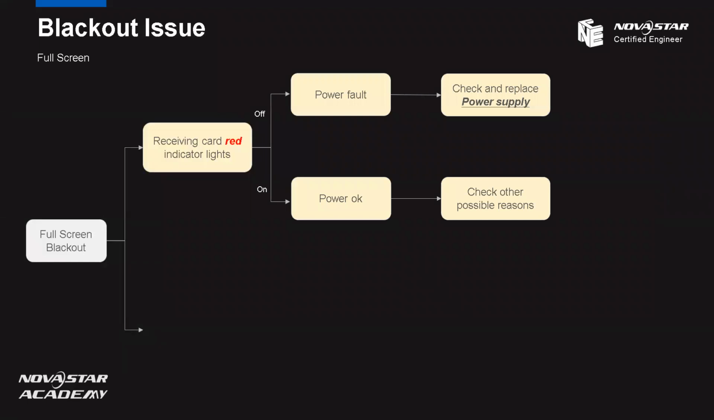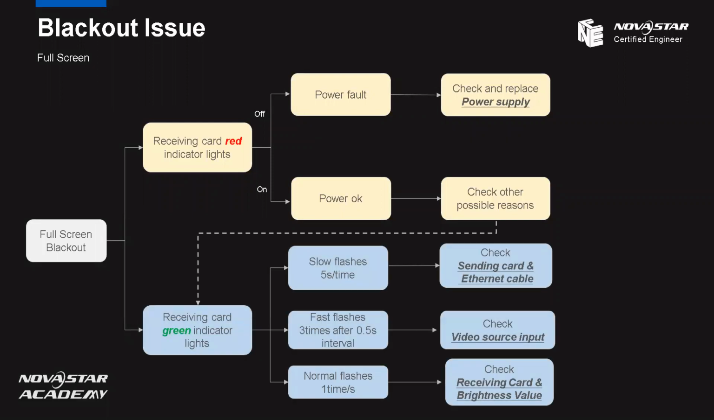If the red indicator is off, which means it is a power supply issue, you need to check or replace the power supply to fix the blackout issue. But if the red indicator is on, everything is okay, and we can go to the other part. We check the gray indicator. For the gray indicator, we need to check the blink frequency. If it's a slow flash, then we can locate the issue to the SD card part and the Ethernet cable part. But if the gray indicator is a fast flash, like 3 times per half second, we can locate the issue to the video source, and we need to go check the video source.